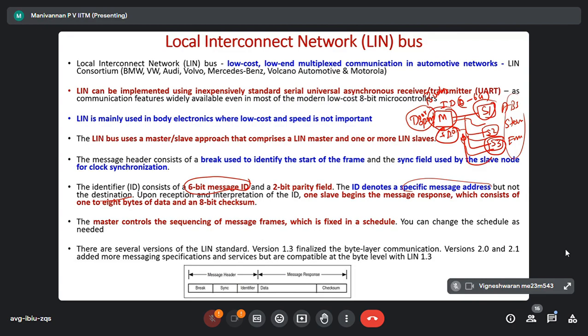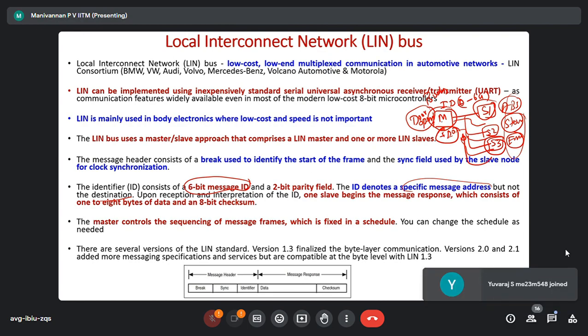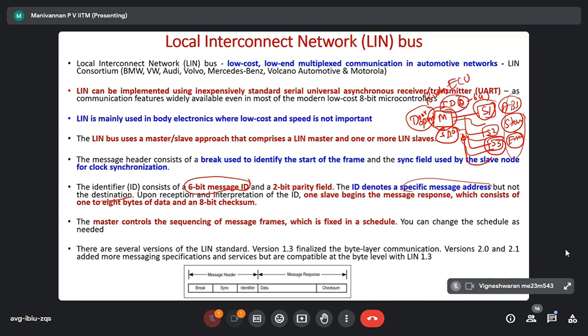What will happen? This data is meant for whom? Not for ABS, not for steering. It is meant for the engine. ID 0 is sent by the bus master, the LIN bus master, who is nothing but the body electronic ECU. He sends this data ID 0 to all 3. ABS, steering, all those things, they are all connected to the LIN bus. Who wants this data? Engine ECU. The engine should not start, even if the button is pressed.